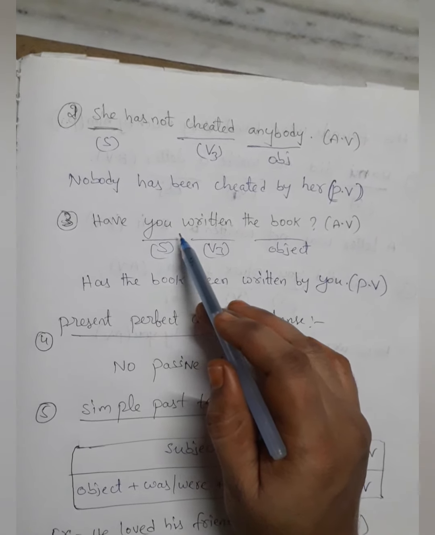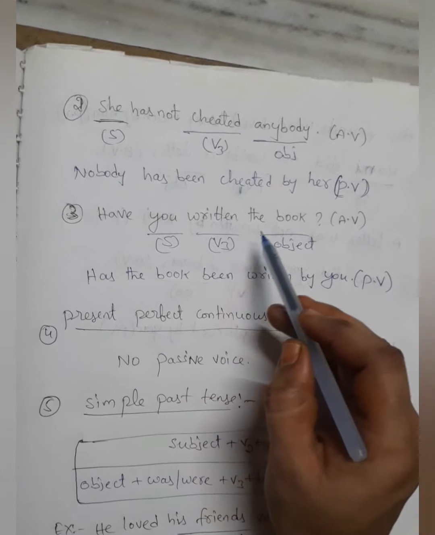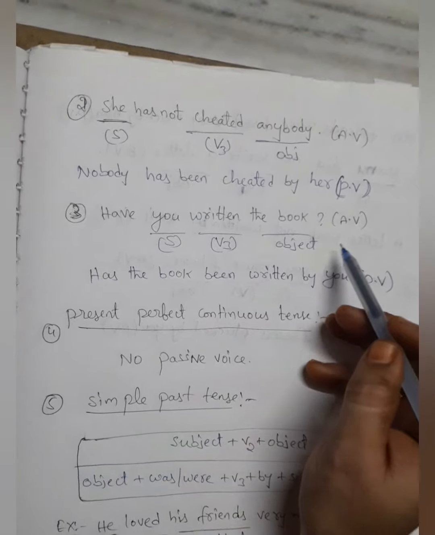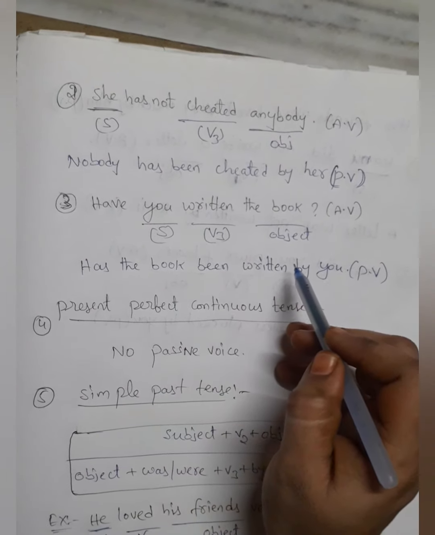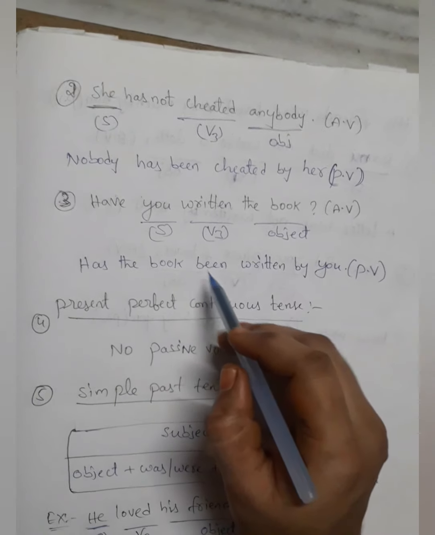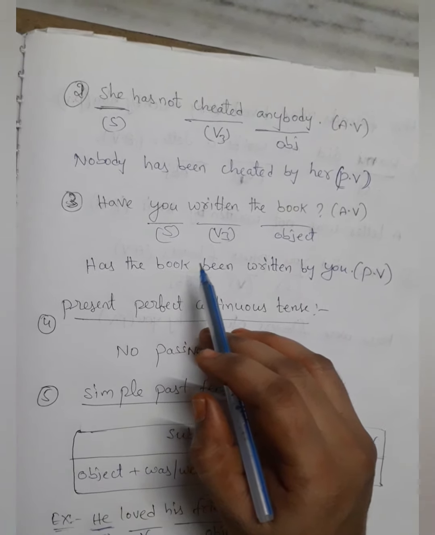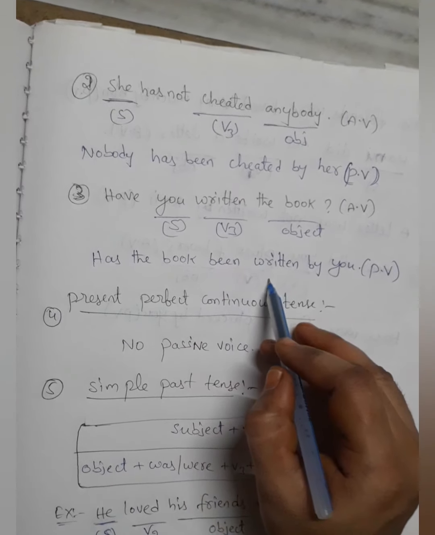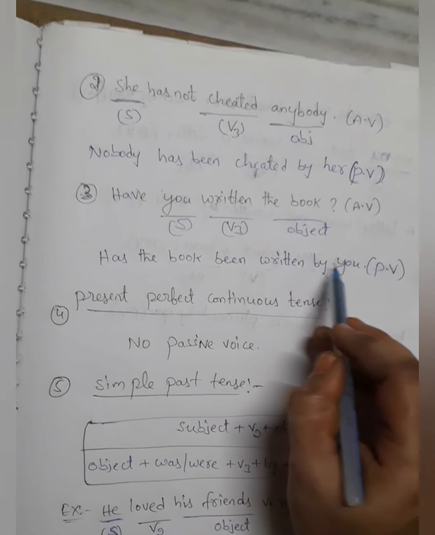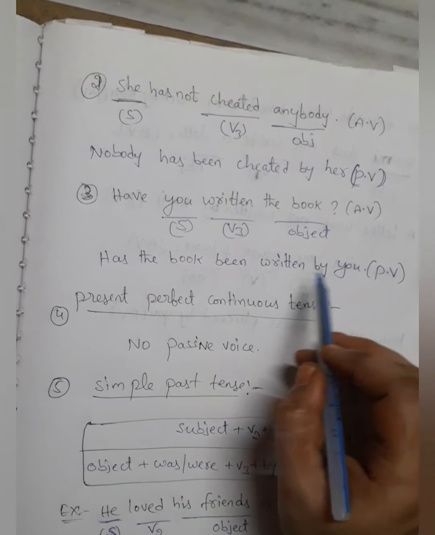Next example, have you written the book? You means subject, written V3 form, the book is the object. It's an active voice. Has the book been written by you? It's a passive voice. Object will become subject and we use the be forms depending on the tense, and V3 form written, by is the preposition, you becomes me, subject becomes object. It's a passive voice.